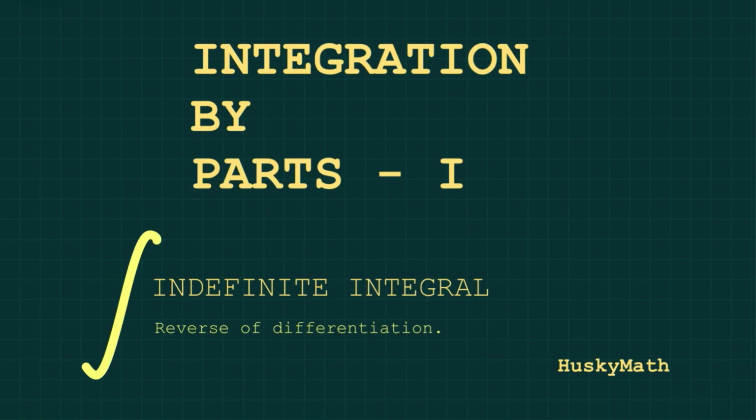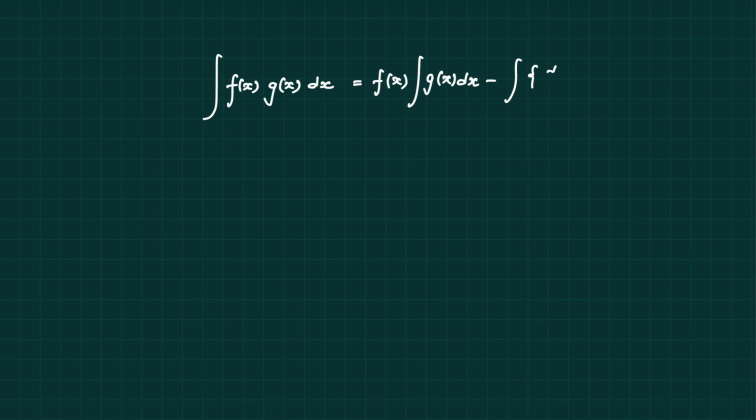Today we will start integration by parts. Integration by parts is a method used to integrate the product of two functions. If there is a function of x times a function of x, and I have to integrate the product of these two functions with respect to x, then there's a rule where we integrate in this way, keeping f(x) first and integrating g(x), minus integrating d/dx of f(x) into integration of g(x), dx and dx.